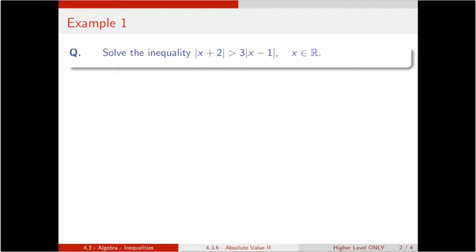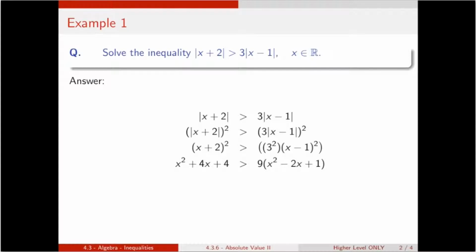So now we want to solve problems such as this one. The absolute value of x plus 2 is greater than 3 times the absolute value of x minus 1, for x a real number. We saw last time, to get rid of an absolute value in order to isolate the x, we can square both sides.